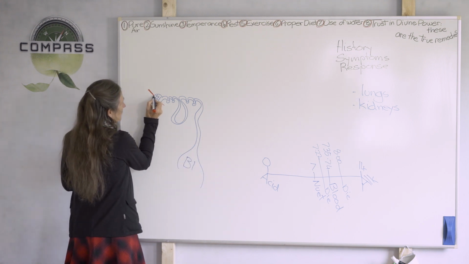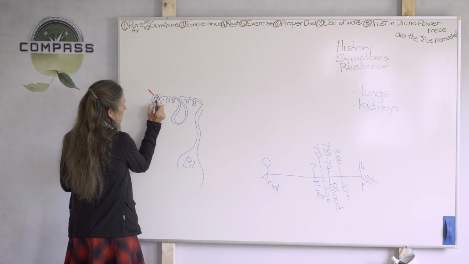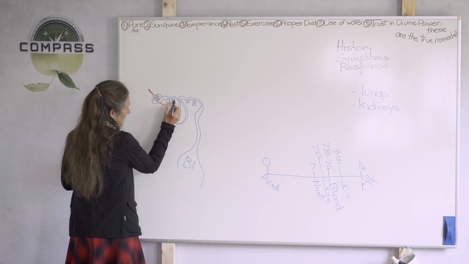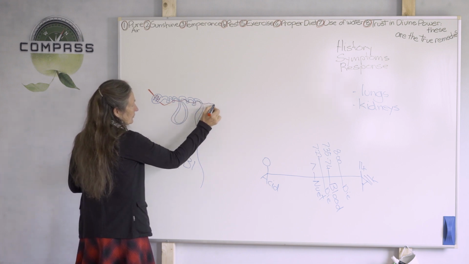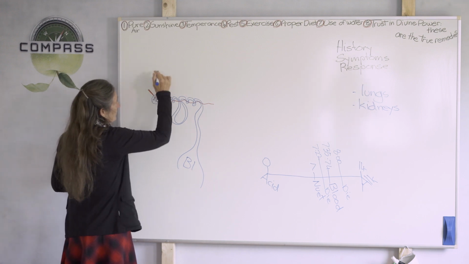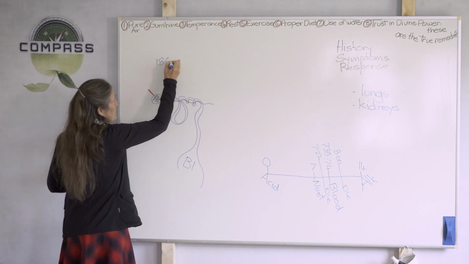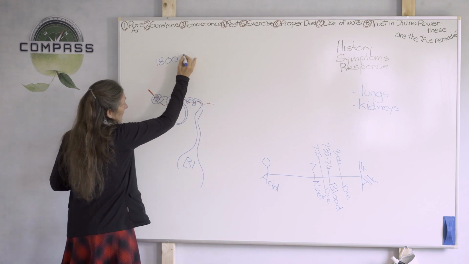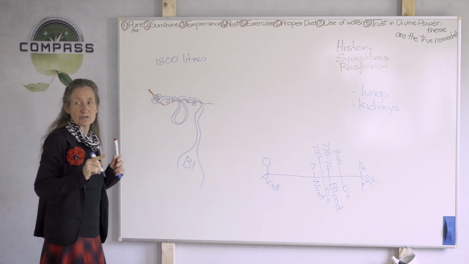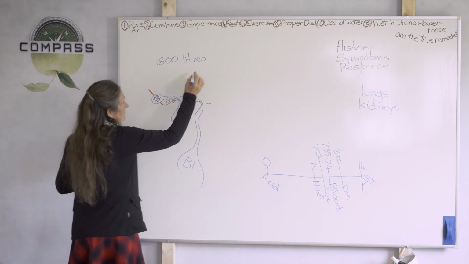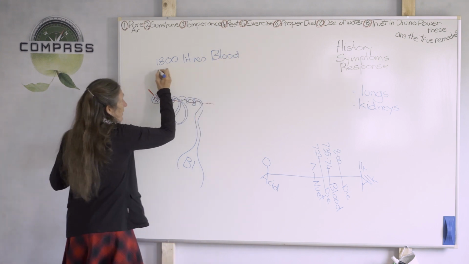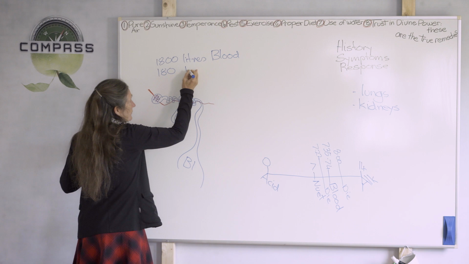So the blood comes in and it weaves around the filtering units where it is filtered. And then when it comes out of the Bowman's capsule, it weaves around the tubules. In a 24-hour period, these little filtering units filter 1,800 litres of blood. Now, we don't have that much blood. Every 2 minutes, 1.2 litres is being filtered. And out of that 1,800 litres of blood, 180 litres of filtrate is filtered out.